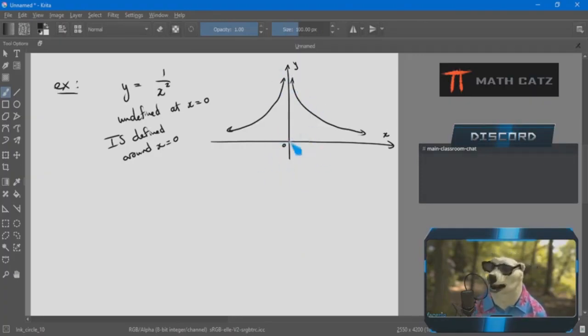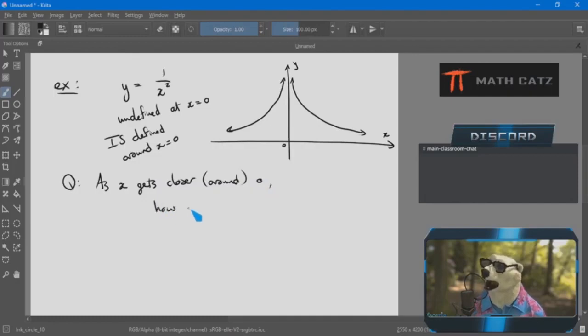There's a graph everywhere else, which means I can investigate behavior everywhere else as I get closer to 0. So now the question is, as x gets closer, I'll put here brackets, around 0, how does the function y behave? That is the question. All right, sorry about that, but it gave you time to think about this. Okay, so there is behavior that I can describe with this.